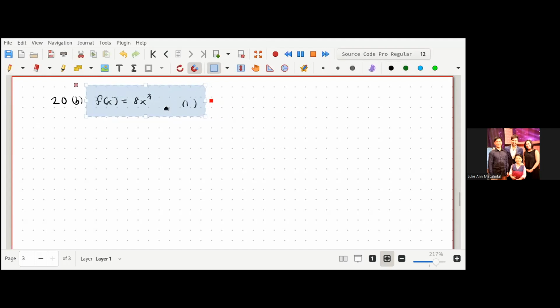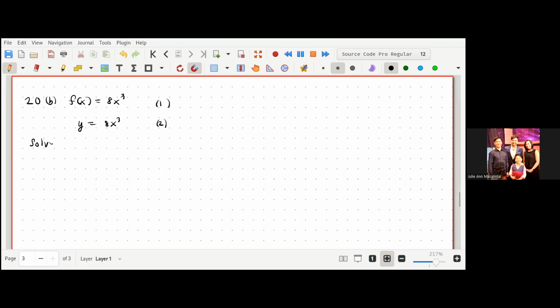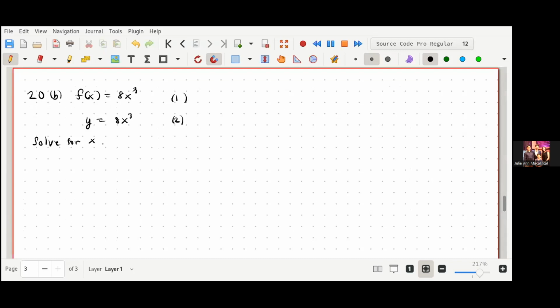Tapos 2 columns para mas kita siya in one page. Ngayon, from 1, masusulat ko yung y equals 8x cubed. Ngayon, ang gusto kong gawin dito, so yung first step, solve for x in terms of y. So, y over 8 equals x cubed. Tapos nun, x is equal to y over 8 to the 1/3.